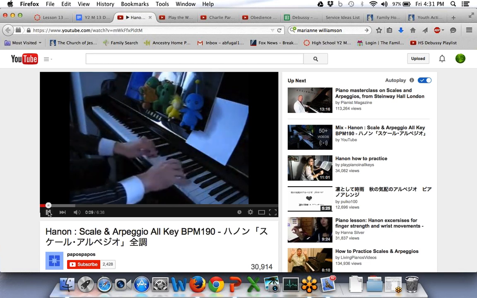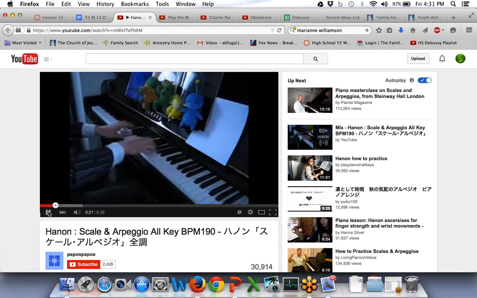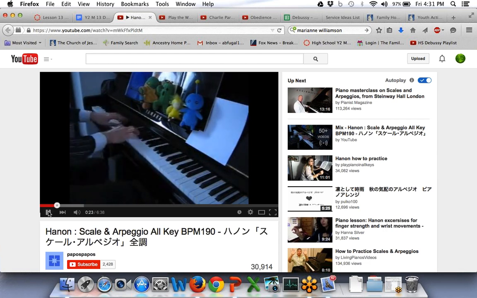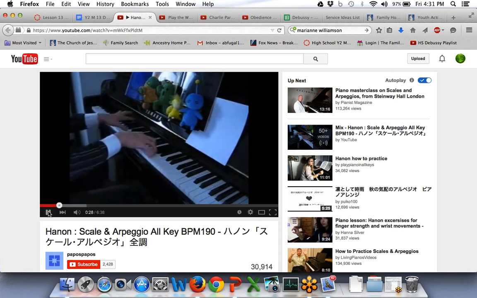Sound familiar? You're welcome to chat away now. Recognize those? Now they just changed keys. They're playing major scales. Okay, now Bach and Mozart and Beethoven all use those scales.